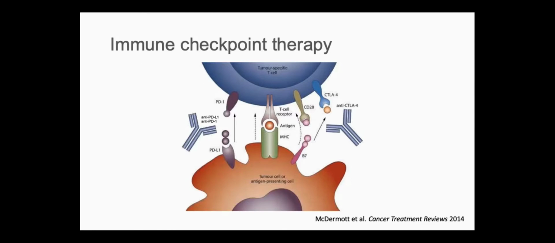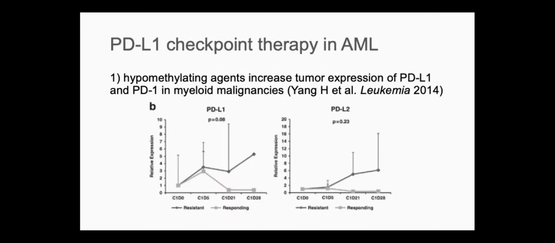So there are now multiple monoclonal antibodies in trial for blocking either PD1, PDL1, or PDL2. And the mechanism is such that blocking the interaction between the PD1 and the PDL1 expressed on the tumor cells removes the inhibitory blockade and allows the T cell to go about its effector function of destroying the tumor cell.